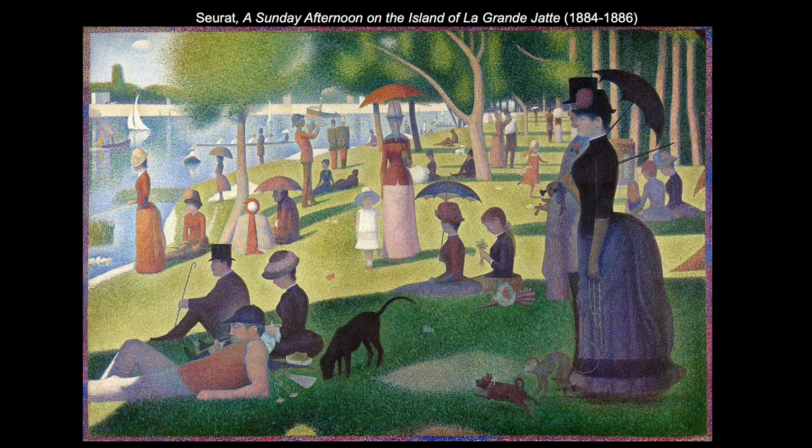Here's another example of Seurat's pointillism or divisionism. This is A Sunday Afternoon on the Island of La Grande Jatte. This is sort of an icon of 19th century painting. Seurat has depicted members of various social classes at this park using this divisionist or pointillist method. The eye really blends these colors together optically rather than the colors being blended on the palette or on the canvas. This composition took Seurat 2 years to complete.